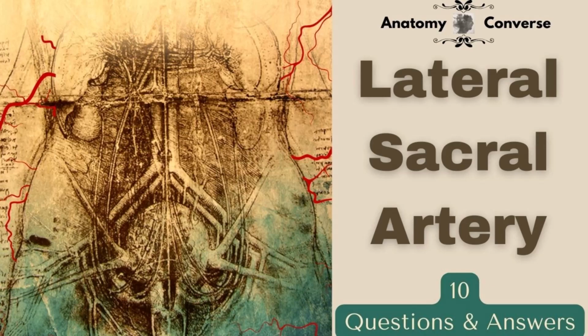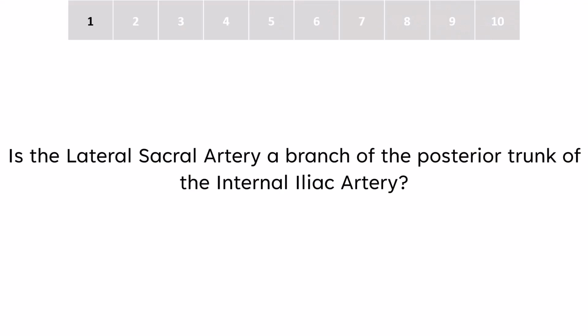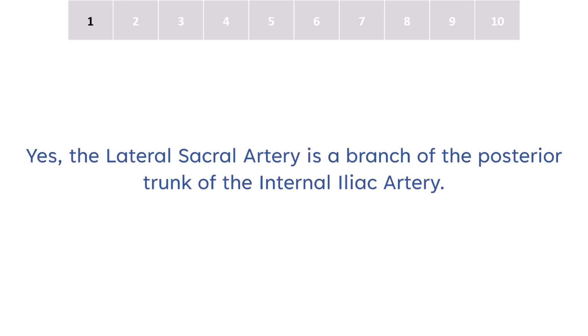Lateral Sacral Artery Anatomy. 10 questions and answers. Is the lateral sacral artery a branch of the posterior trunk of the internal iliac artery? Yes, the lateral sacral artery is a branch of the posterior trunk of the internal iliac artery.